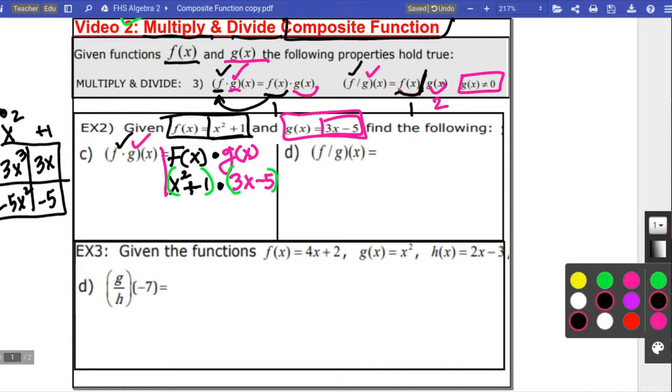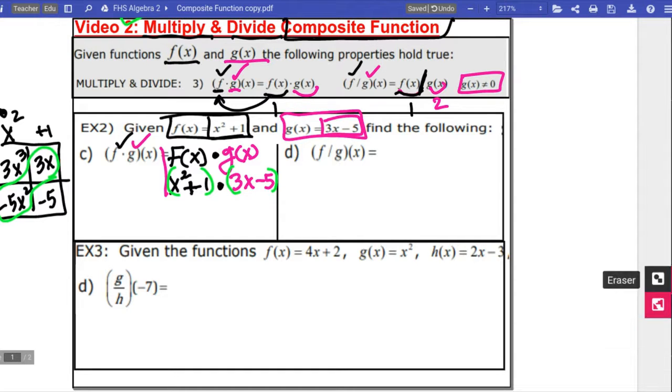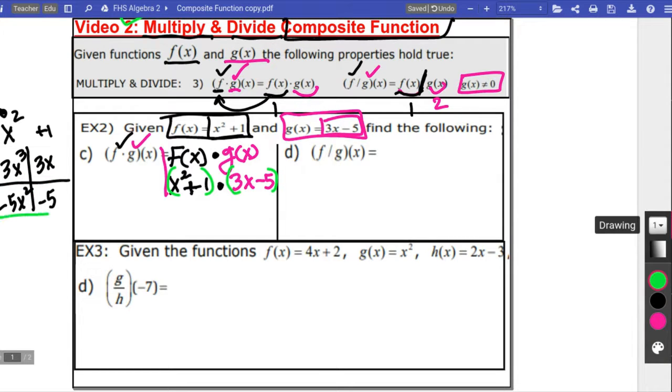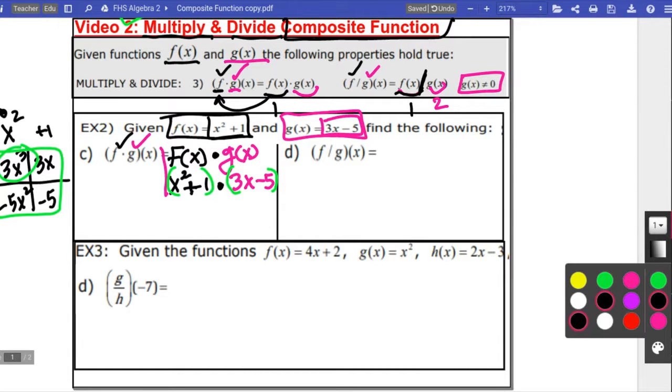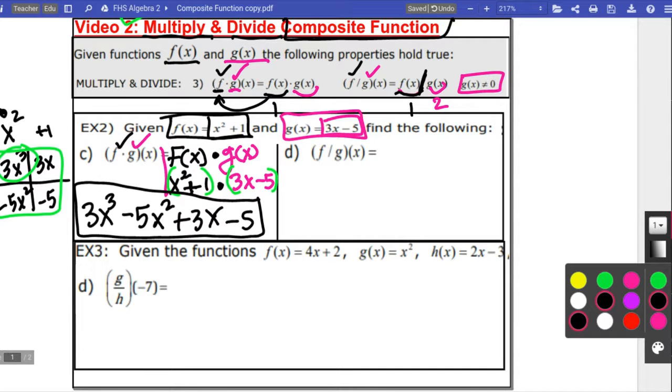And then you always look at the middle. Do I have any common terms here? No, you do not. So let me erase that because you don't have it. All right, so therefore, you come over here and write the first one, which is 3x cubed, and then the next one, negative 5x squared, positive 3x, negative 5. We're done with number 1 because there are no like terms, so you can move on with your life.